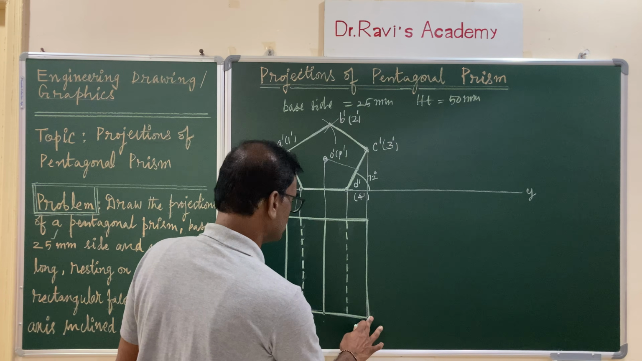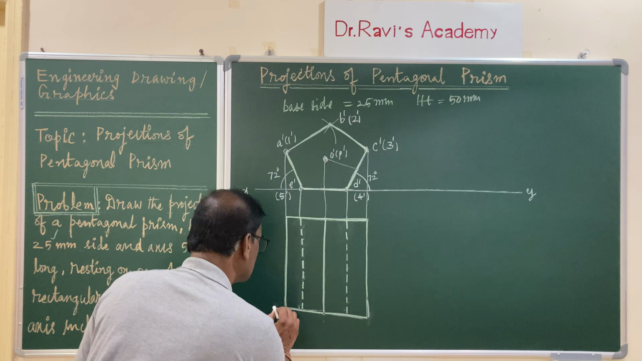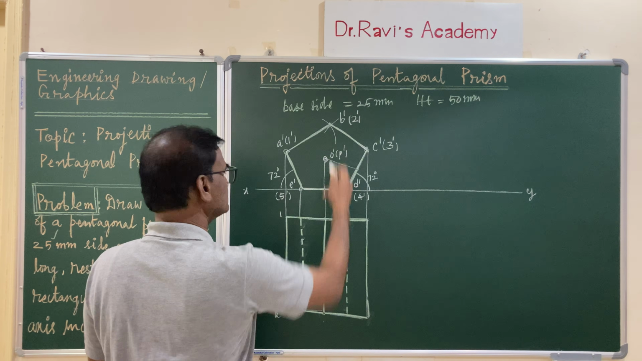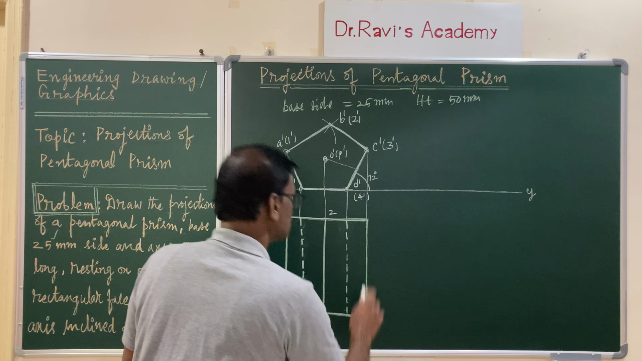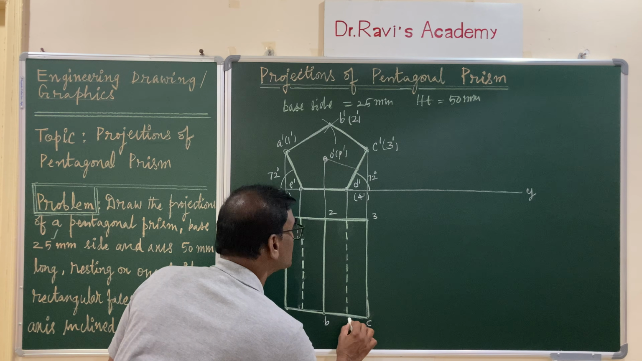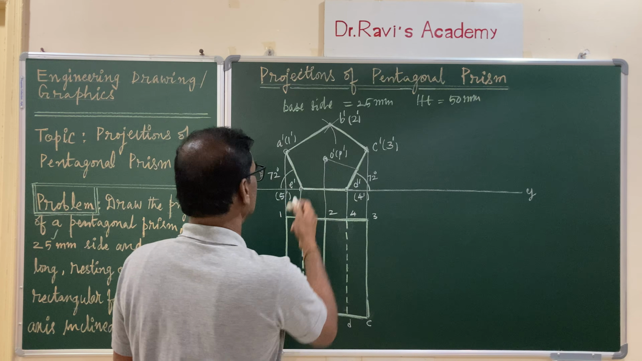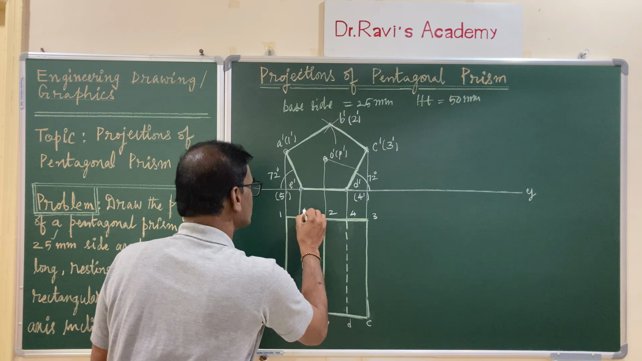And let us give the names of the corners. You see that this is the visible end. It is A. This is 1. This is B, 2, and it is C, 3, and it is D, 4, and lastly E, 5. This is E, and this is 5.